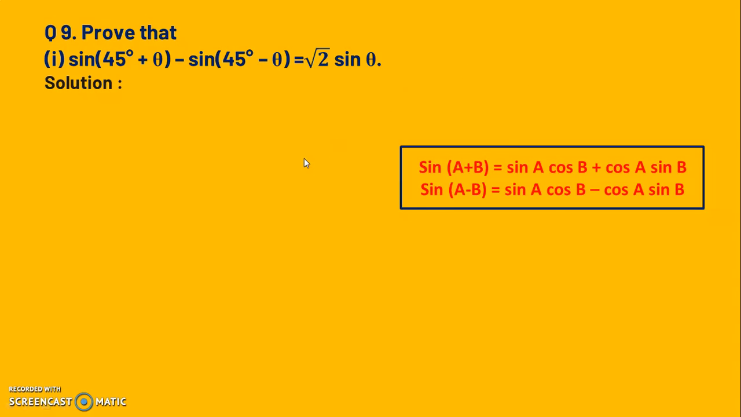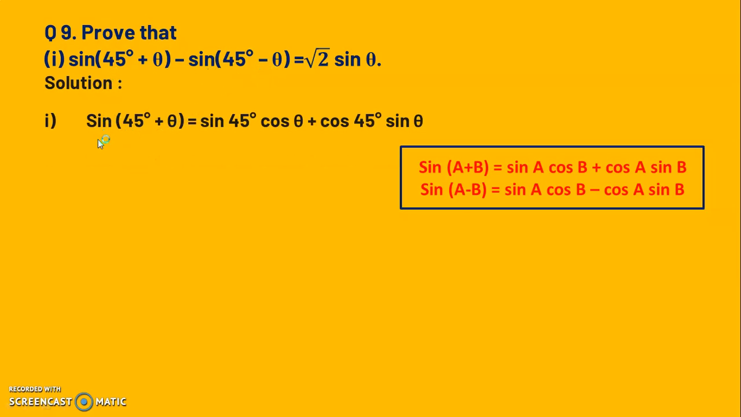Okay. So we have the sin(A + B) and sin(A - B) formulas now. So let's substitute A and B. In place of A and B, let's substitute 45 degree and theta respectively. That is, A is 45 degree and B is theta. Here also A is 45 degree and B is theta. So let's solve sin(45 degree + theta) first, that is sin(A + B), and then we will solve sin(45 degree - theta).